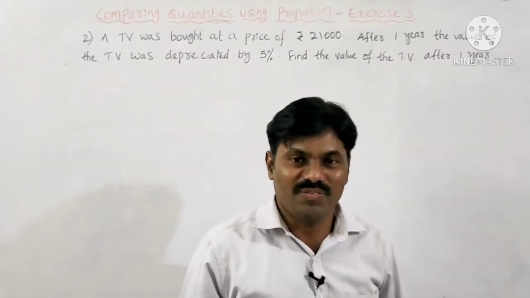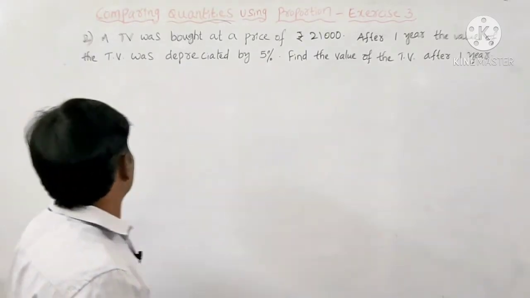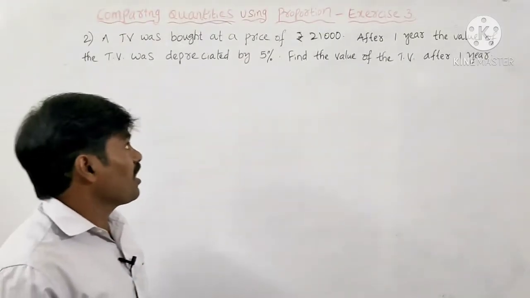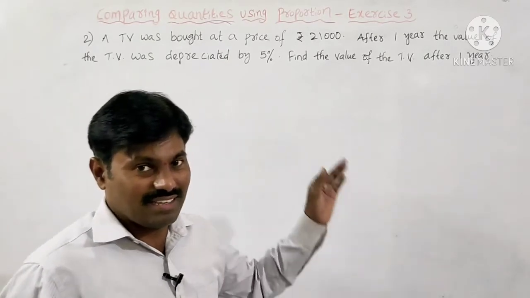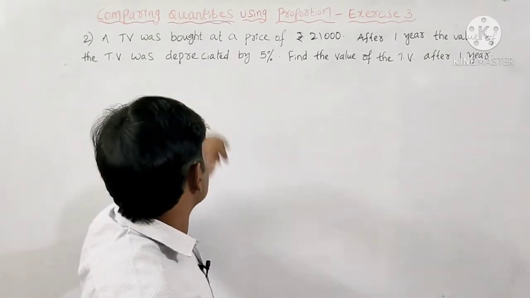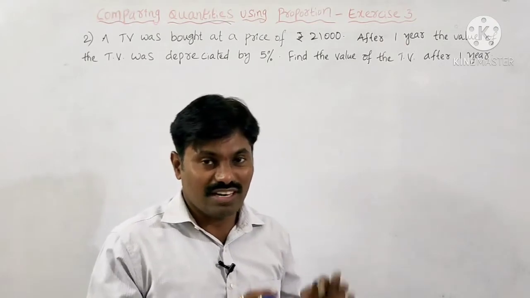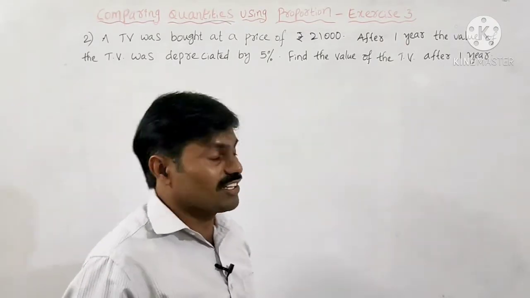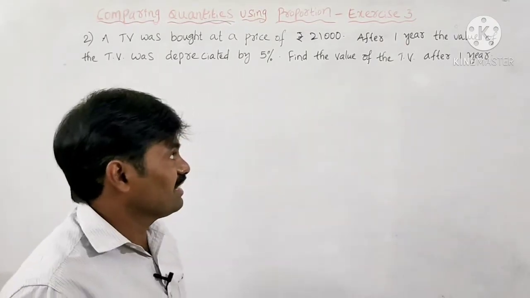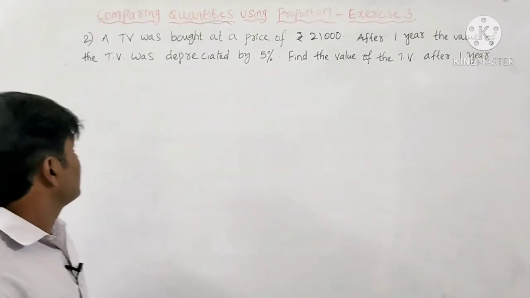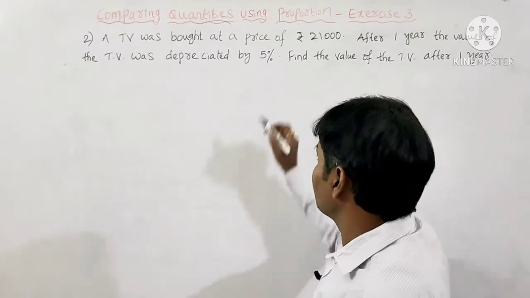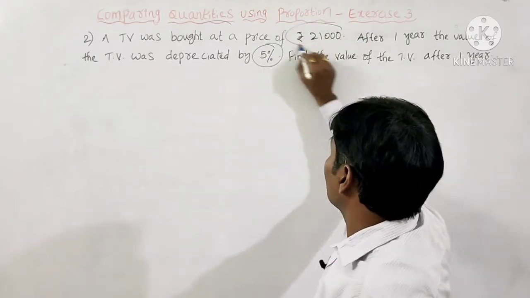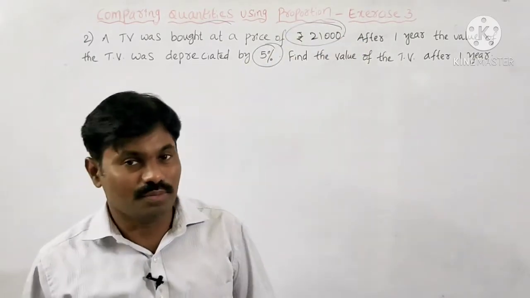Okay guys, now we discuss question number 2. A TV was bought at a price of 21,000 rupees. The cost price of this TV is 21,000 rupees. After 1 year, the value of the TV was depreciated by 5%. Actually, its cost is 21,000 rupees.